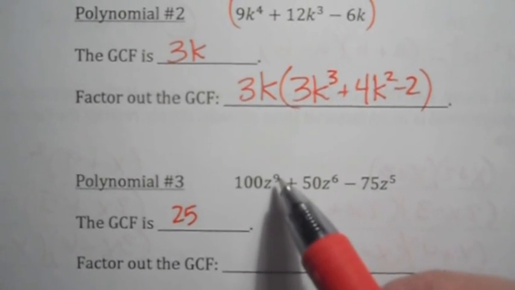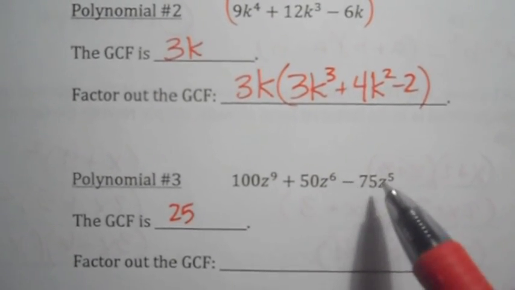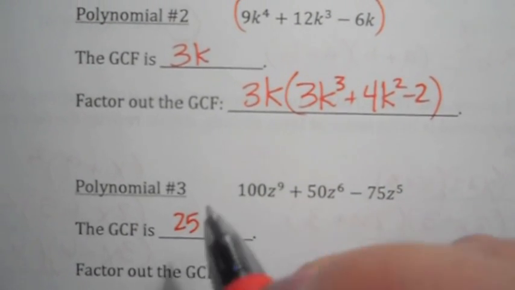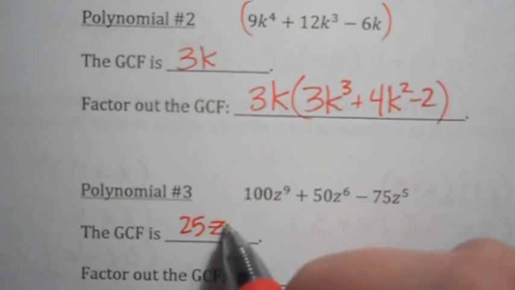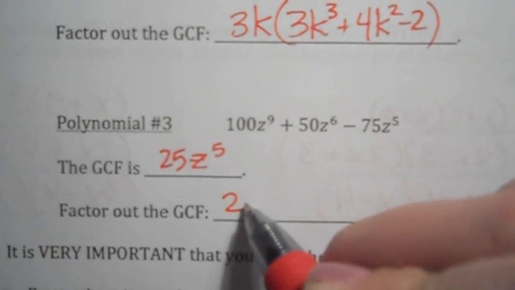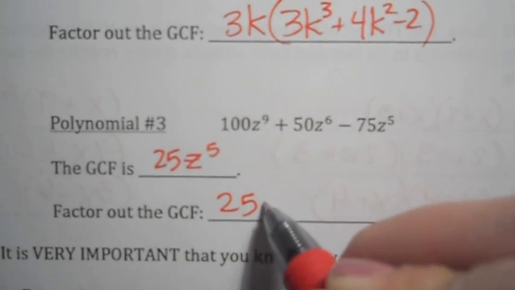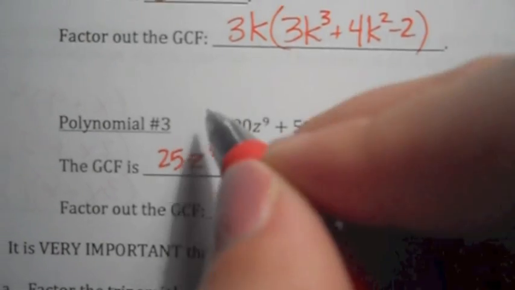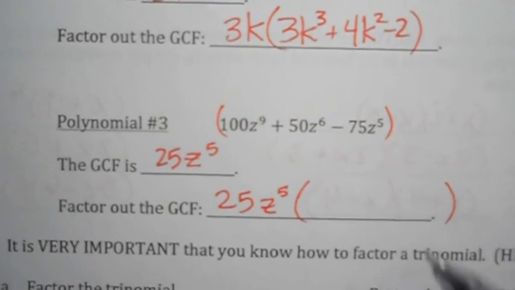Now we have z to the 9th, z to the 6th, and z to the 5th. The most z's that they have in common would be a z to the 5th. Now we're going to factor out that GCF. We have 25z to the 5th. We're going to factor it out of this polynomial.